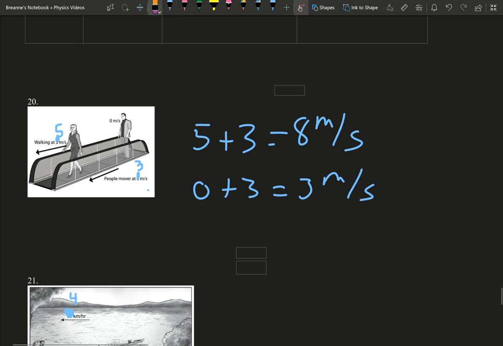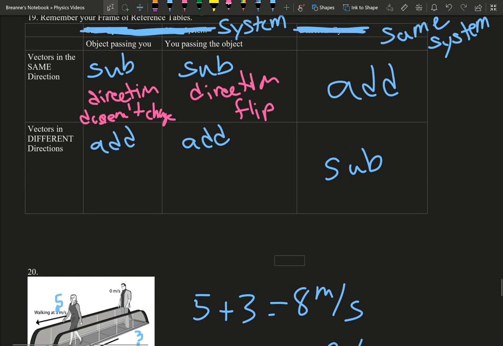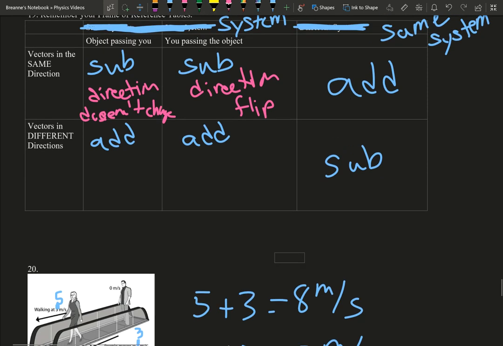Now, if the person was being silly and turned around, then you would end up subtracting. But same system, because the sidewalk is affecting it. Same direction, so you end up adding. Same system, same direction, you end up adding.